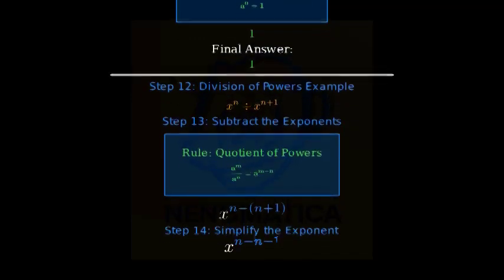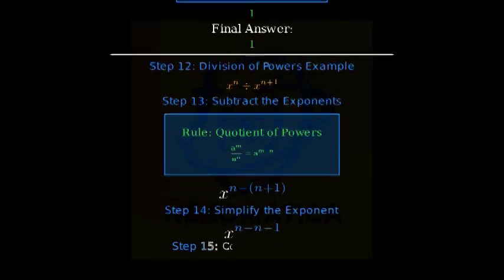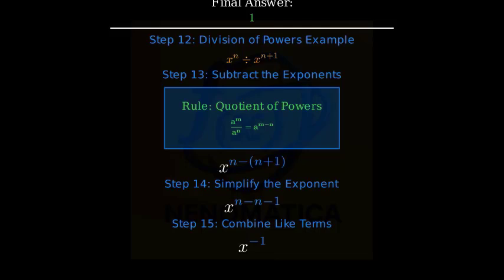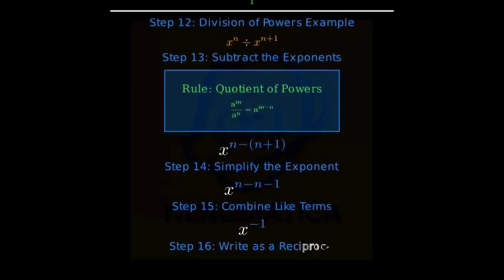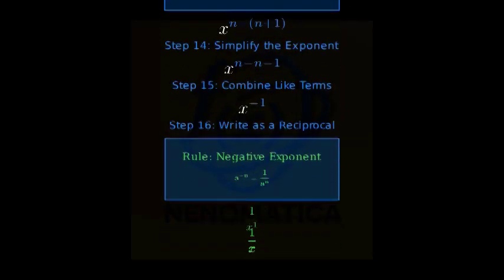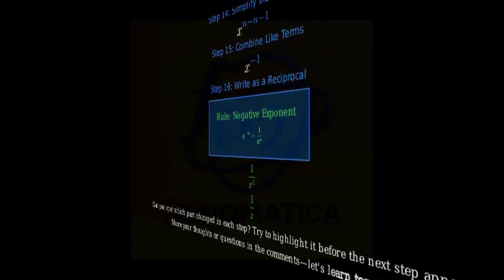Step 14. Simplify the exponent. n minus the quantity n plus 1 equals n minus n minus 1. Step 15. Combine like terms. n minus n equals 0, so we have x to the negative 1. Step 16. Write as a reciprocal using the negative exponent rule. x to the negative 1 equals 1 over x to the 1, which is simply 1 over x.